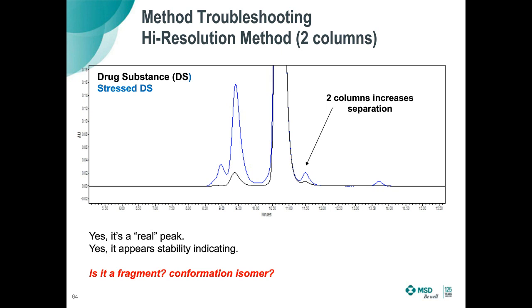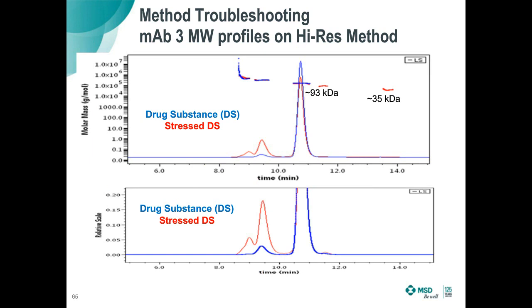So we've identified that the peak is real, and it is stability indicating, and we would have to deal with it during stability testing. Is it a fragment or some sort of conformational isomer that can form? We can use the MicroDom to help answer that question. So the top shows the molecular weight distributions of the drug substance and stress drug substance. You can see for the monomer and dimer peaks, the molecular weights overlay very nicely.